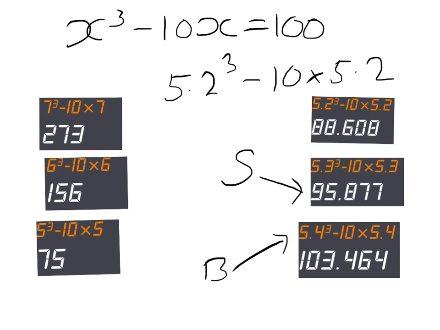Well, the 5.3 gives me 95.8, that's more than 4 away, whereas 5.4 is 3.4 away, so that's closer. So the answer that gets us to one decimal place for x cubed minus 10x equals 100 is going to be 5.4.